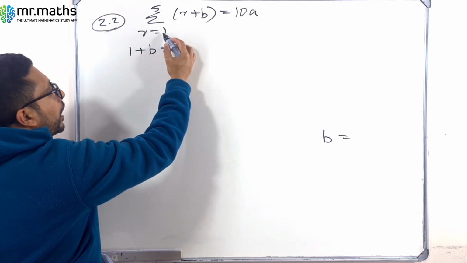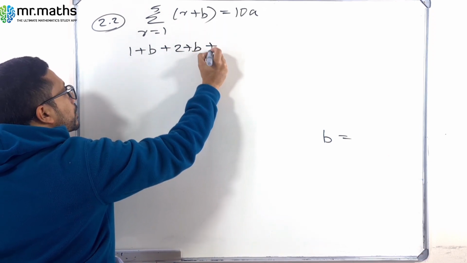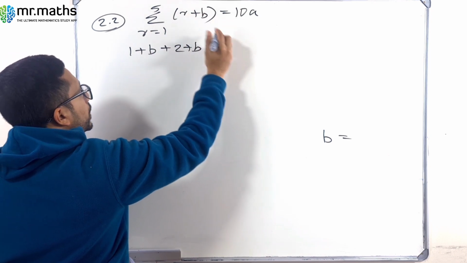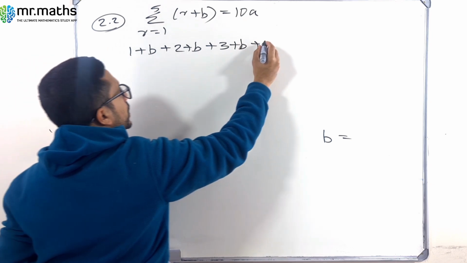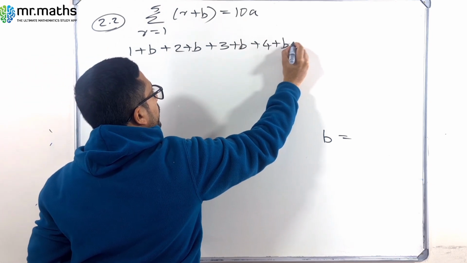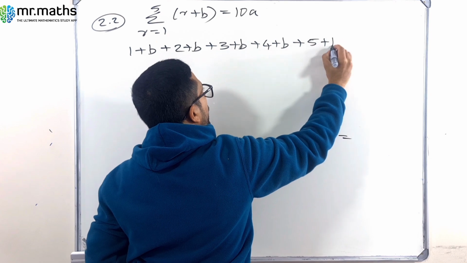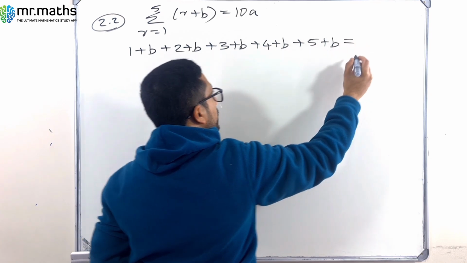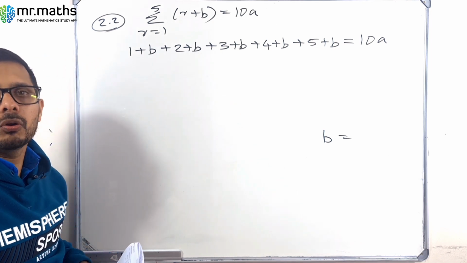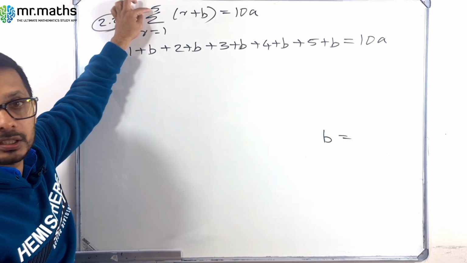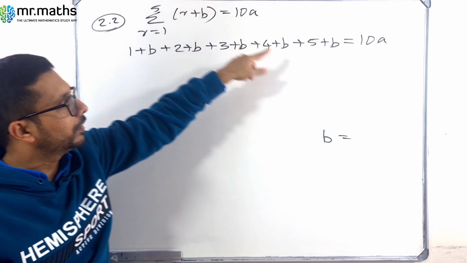Then r as 2, so it is 2 plus b. Plus r as 3, 3 plus b. Plus r as 4, so it is 4 plus b. Plus r as 5, so it is 5 plus b. And it is given that that one is the same as 10a. Do you understand? Only up to 5, because the last number here is 5. So the last r value is 5, 5 plus b. That is this one.